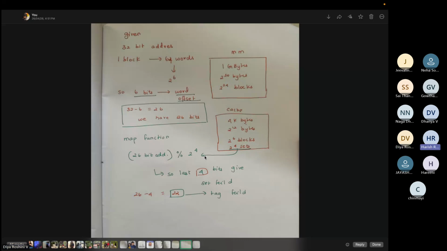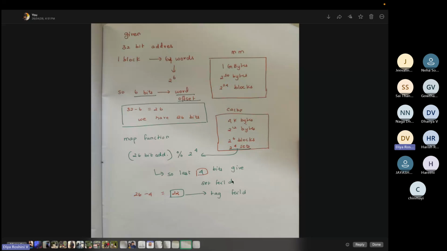I think this was clear. Thank you. Okay. So we have the remaining 26 bits. We have modulus with a number of 2 power something. Whenever it is in the form of 2 power something, the last something bits of the binary number is going to be your answer.